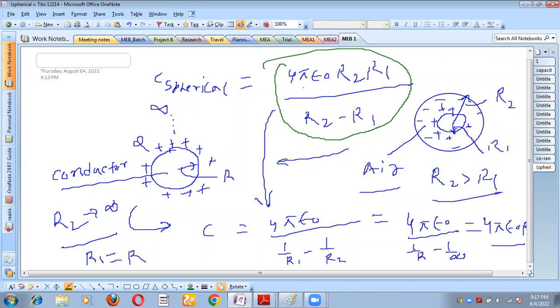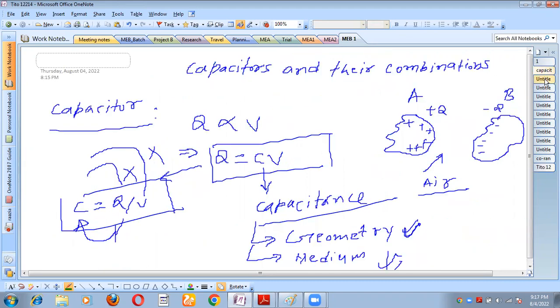So we will first do some basic questions based on capacitance, then we will move forward. So coming to the question.